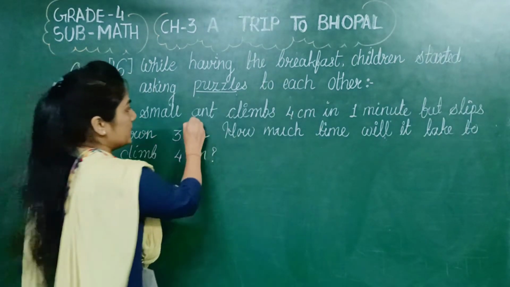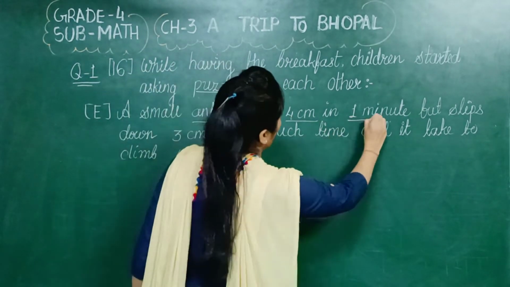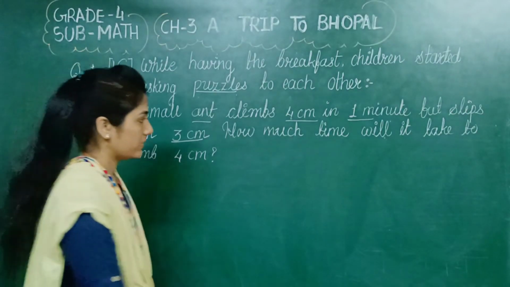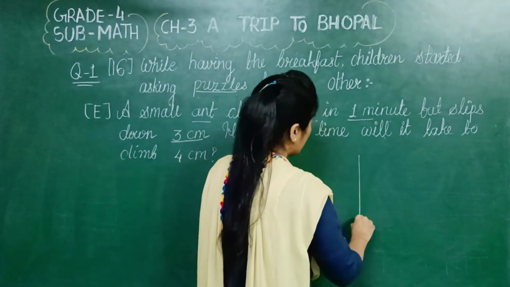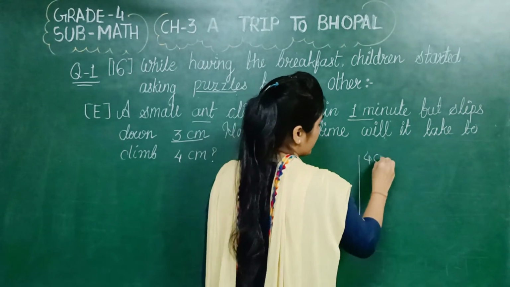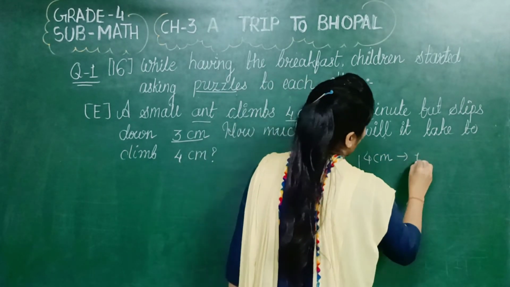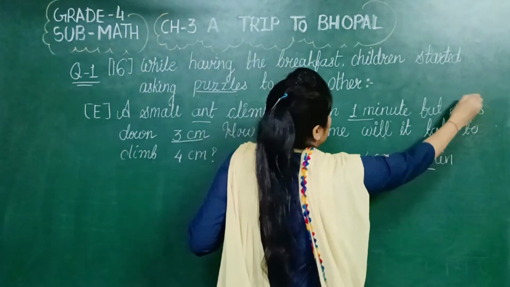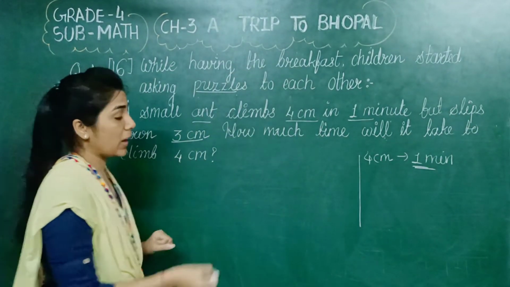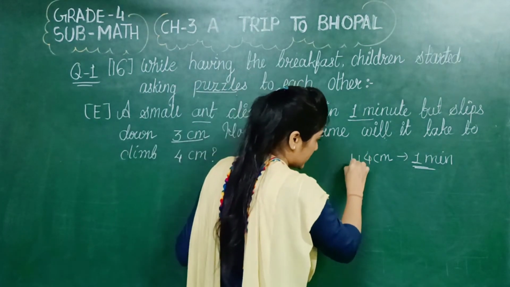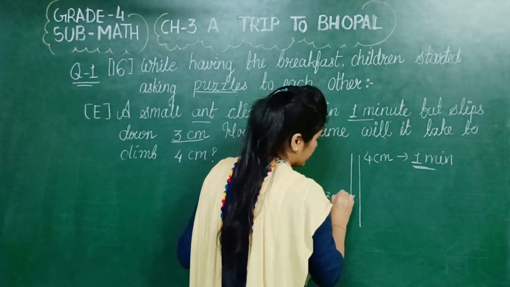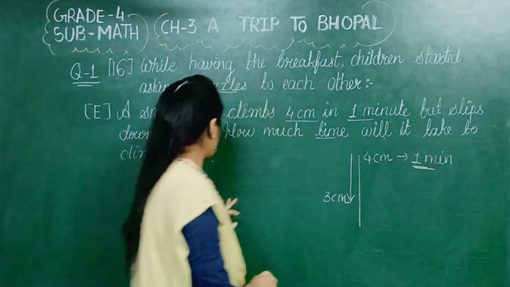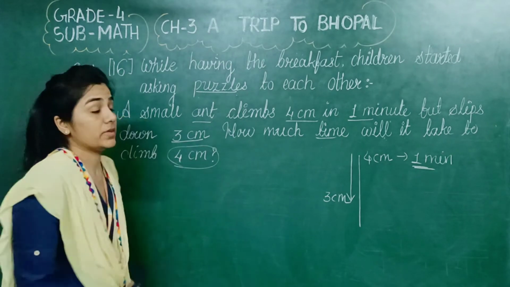A small ant climbs 4 cm in 1 minute but slips down 3 cm. One ant is climbing up 4 cm, suppose this is 4 cm, in 1 minute. Now that ant slips down 3 cm, suppose this is your 3 cm. So how much time will it take to climb 4 cm?